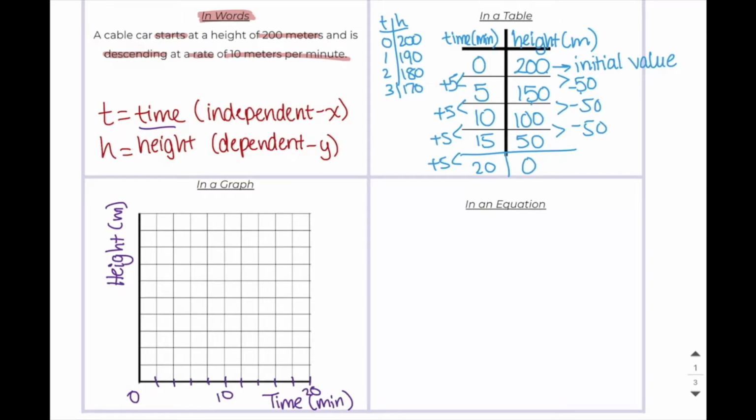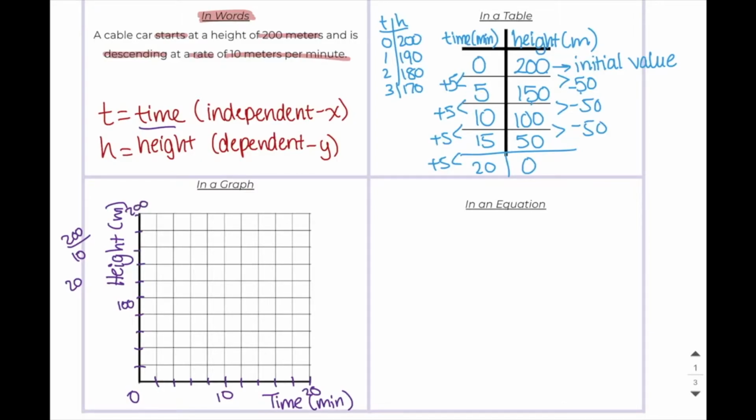Okay, and then we know that our maximum height is going to be 200 because it starts at 200 and then it goes down. So we know it's not going to go above 200. Same thing, we have 10 spots right here. We want to cover 200 meters in those 10 spots. So when I divide that, I get 20. So this is 20, 40, 60, 80, 100, and then 120, 140, 160, 180, 200.